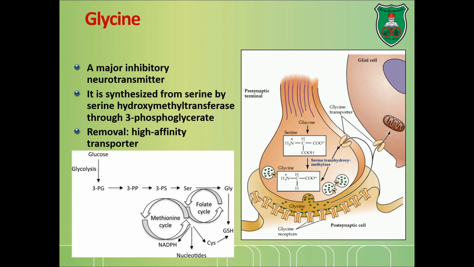Glycine is also considered a neurotransmitter, and it is an inhibitory neurotransmitter. It is synthesized from serine, and serine comes from 3-phosphoglycerate. So you have glucose, glycolysis, 3-phosphoglycerate that is converted to serine, and serine can be converted to glycine. Folic acid is required for the synthesis of glycine from serine.